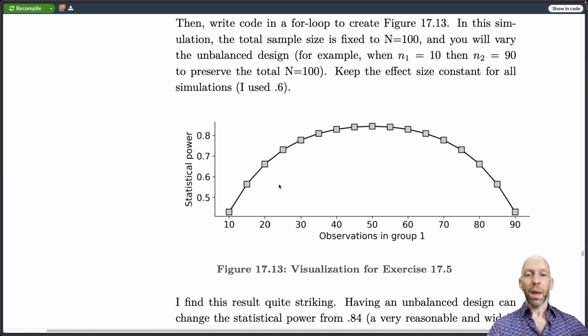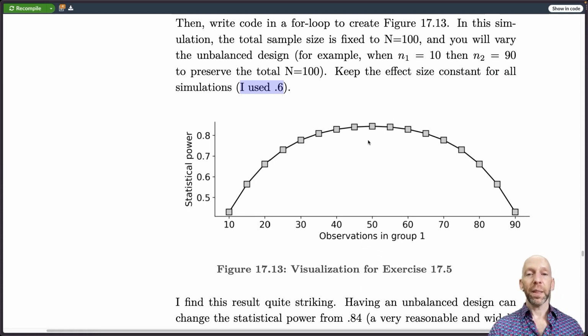So what are we looking at here? Well, let's imagine we are running different independent two samples t-tests, and the total sample size is always 100. So that is fixed. The effect size is also constant for all of these simulations. I used an effect size of 0.6. Obviously, you can use whatever other values you like to explore. And what we manipulate in this experiment is the unbalanced design. So how many of these 100 samples are in group 1 and how many are in group 2?